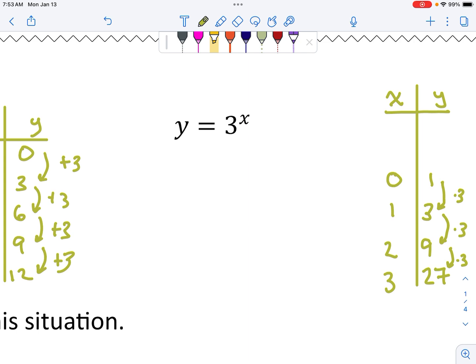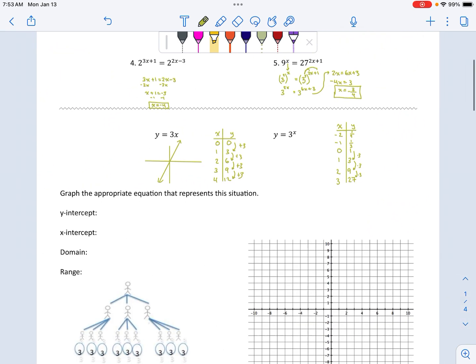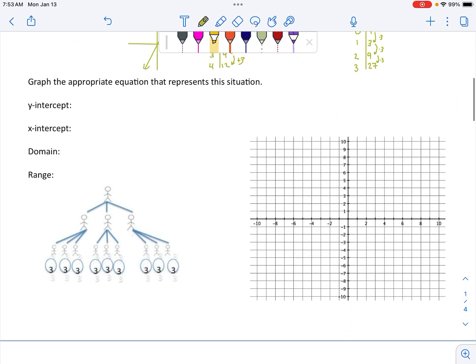I left some space here because if you go 3 to the negative 1, that would be 1/3. 3 to the negative 2 would be 1/9. So it never reaches 0, and that's what's called the horizontal asymptote, is that it gets closer and closer to 0, but never quite gets there. So this is going to be for y equals 3 to the x.